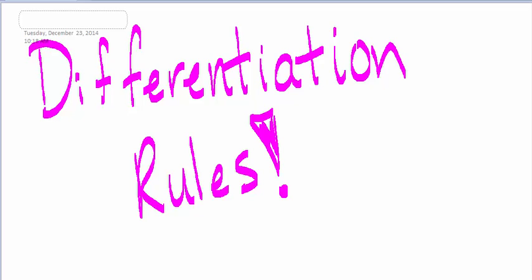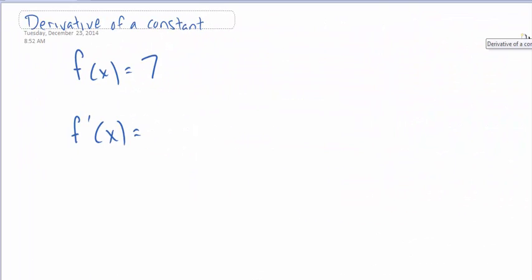And mathematics is all about patterns. There's got to be a better way. And ladies and gentlemen, there is, and we're going to look at many of those right now. So we're going to start with the simplest function there is, a constant. f(x) = 7. Well, what's the derivative there?